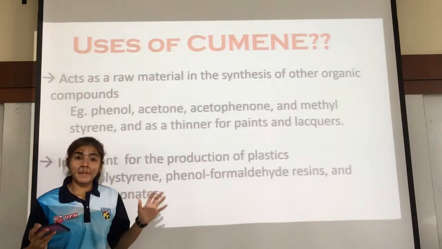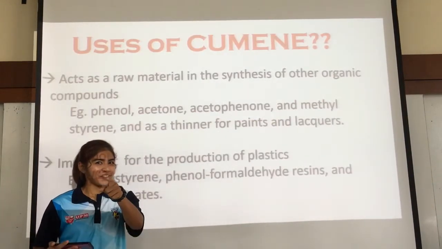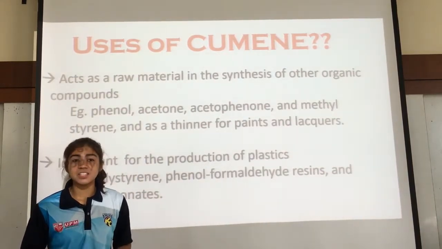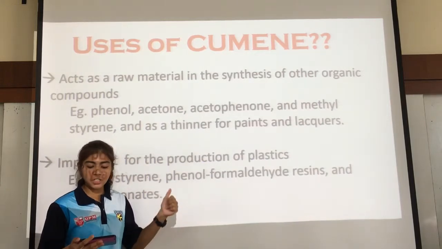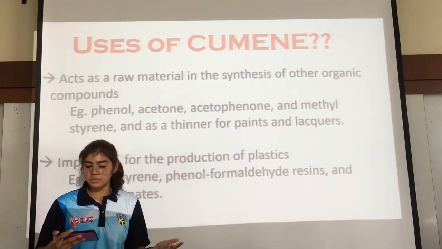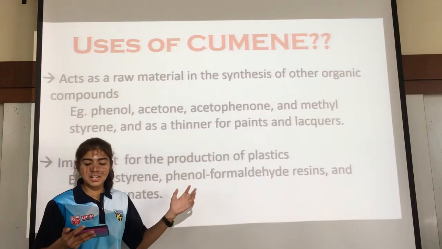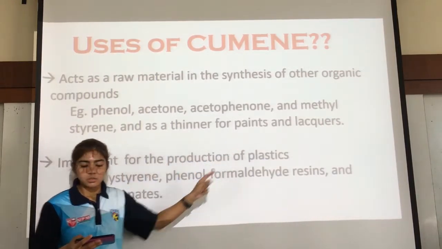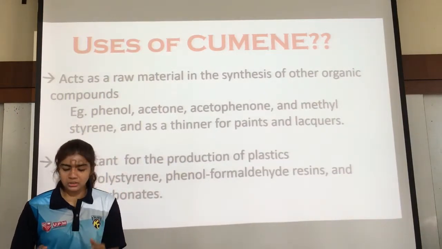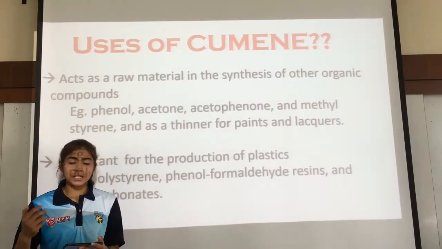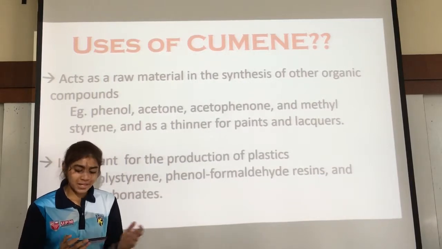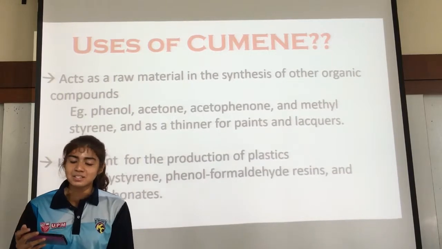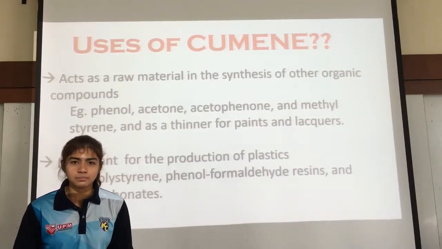So, the basic uses of cumene. You must be curious, right? So I'm going to tell you right now. It acts as a raw material for the synthesis of other organic compounds such as phenol, acetone, acetophenone, and methylstyrene. And it acts as a thinner for paints and lacquers. One of the most important uses of cumene is in the production of plastics, for example, polystyrene, phenol formaldehyde resins, and polycarbonate.